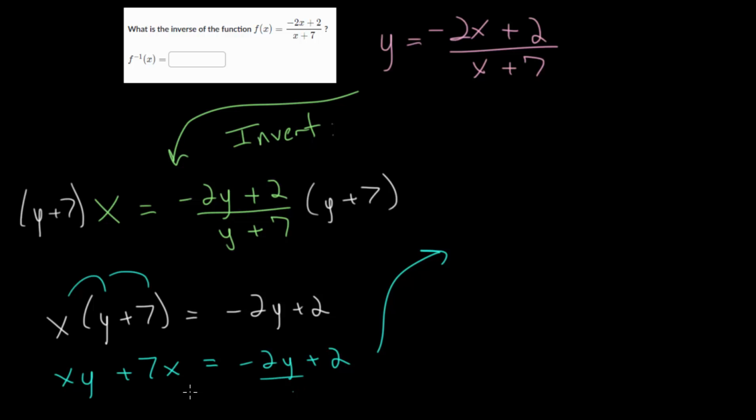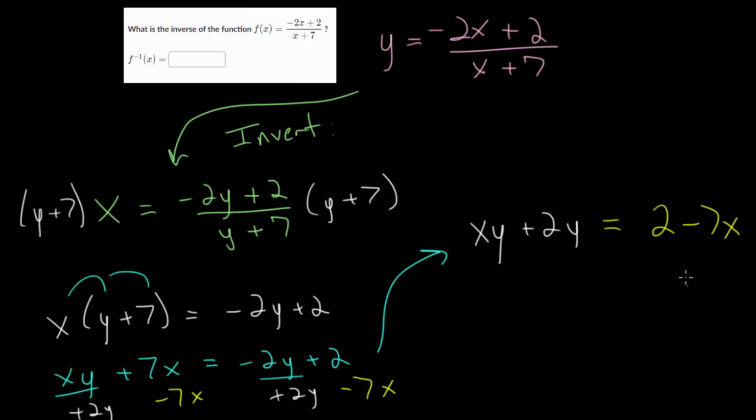And let's move all the y terms to one side. So we are going to, let's say, add 2y to each side. So we get xy plus 2y. And let's also subtract 7x on each side so that we can move all the non-y terms to the other side. So this will be equal to 2 minus 7x.